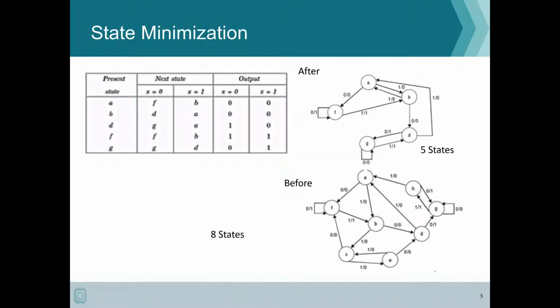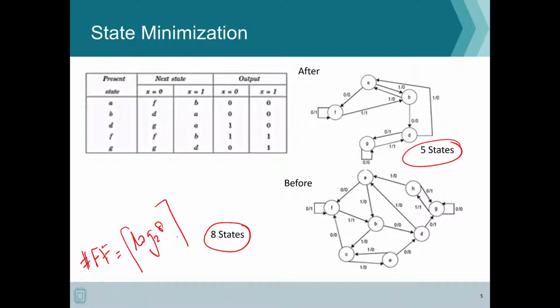So here is our reduced table. As you can see, this was our original 8 states, and we have 5 states. For the 8 states, the number of flip-flops would be the ceiling of log base 2 of 8, which is 3 flip-flops. And for 5 states, it's the ceiling of log base 2 of 5, which will still give you 3.